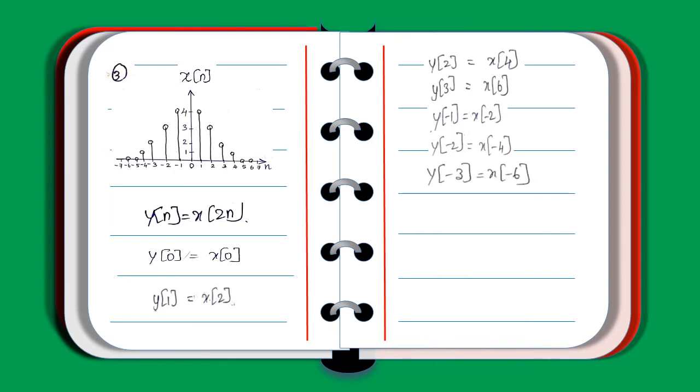Y of minus 3 is equal to x of 2 into minus 3, that is x of minus 6. And it is evident from the graph that x of minus 6 is 0. For any further values for negative n, it is 0. We need not calculate further. With the values which we have obtained now, let us plot the signal y of n.